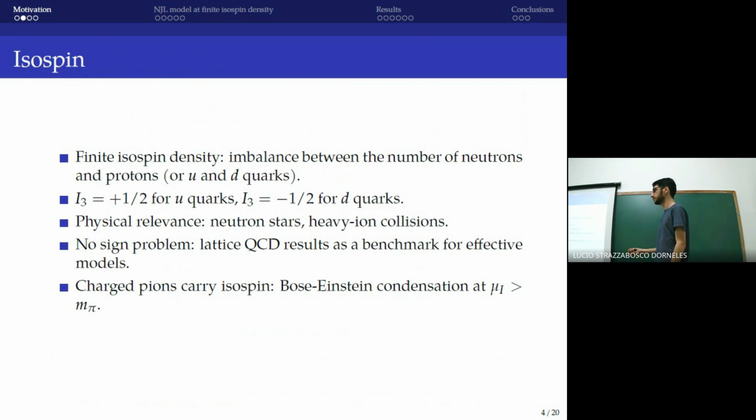Another interesting thing from a theoretical perspective is that pions also carry isospin. The neutral pion is a pair of an up quark and an anti-up quark, or a down quark and an anti-down quark. For the charged pions, we have the up quark and the anti-down quark, and also the down quark and the anti-up quark. And these charged pions carry isospin number plus or minus 1. Remember, they're bosons, and if you have a chemical potential of this particle higher than the mass, you can have boson condensation. So this can have very interesting effects on the equation of state.